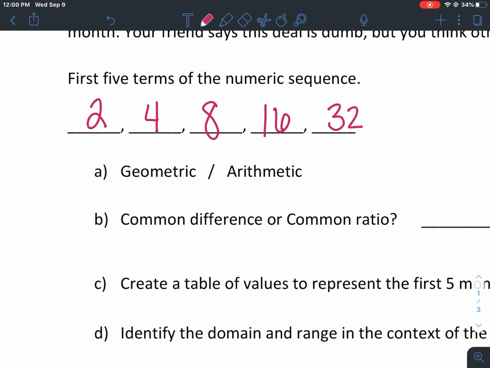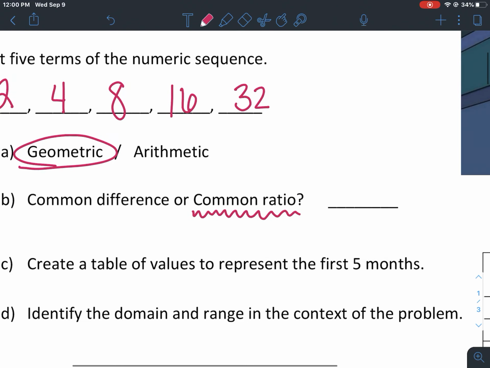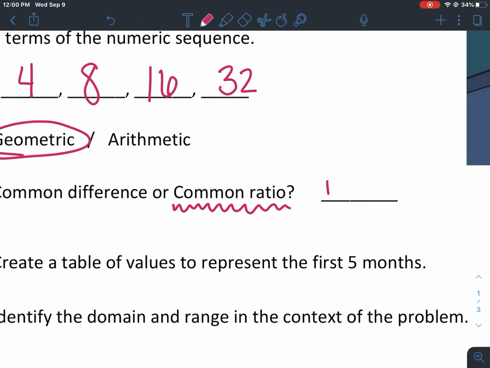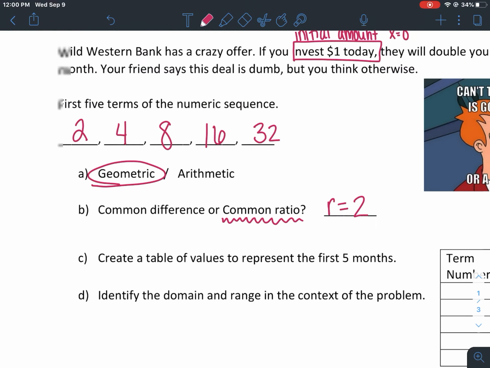Is this sequence geometric or arithmetic? Geometric is multiplying, arithmetic is adding. So to get from one term to the next, we multiplied, doubled, which is geometric. From there, what's our common difference or common ratio? Well, this is a common ratio of doubling, or times 2. So r equals 2.